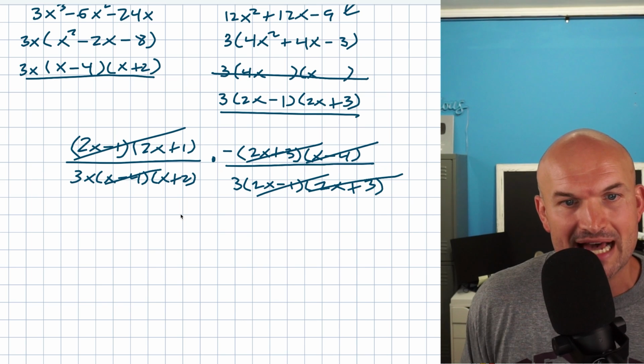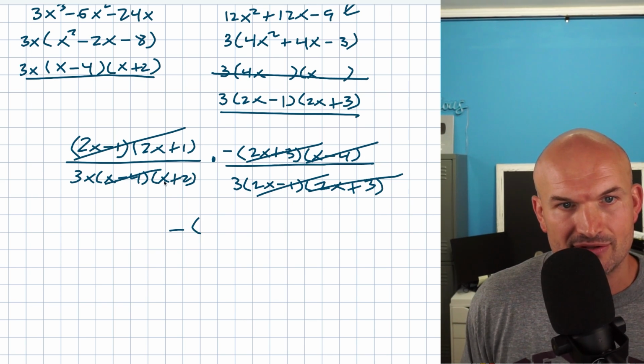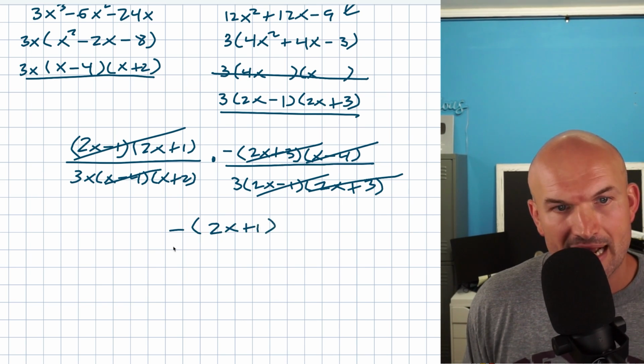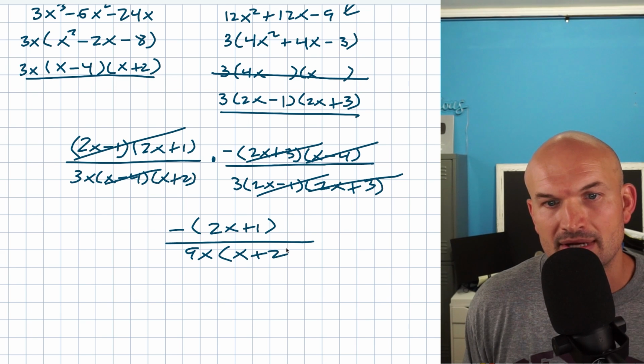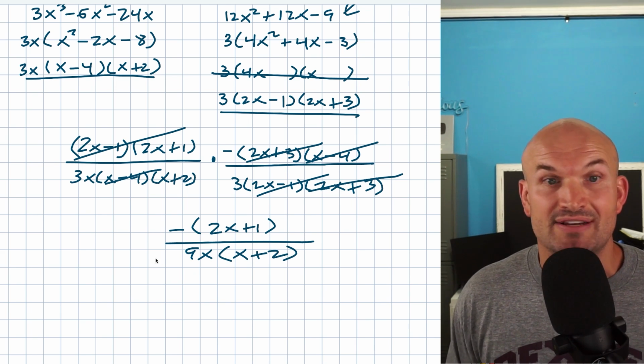So therefore, up top here, I have a negative times those negative, right? So that's a 2x plus 1. And then my denominator here, I have a 3 times 3x. So that's going to be a 9x times x plus 2. Now you could actually distribute this, or you could just leave it in this factored form.